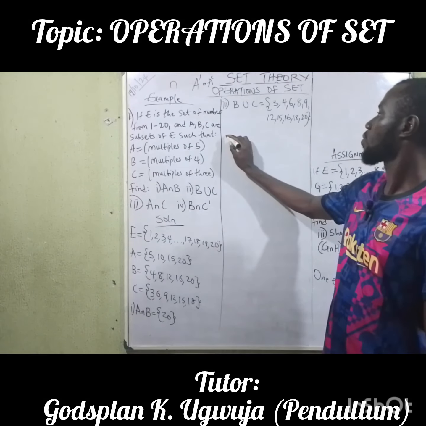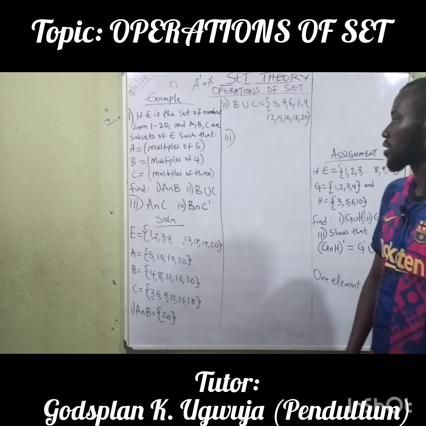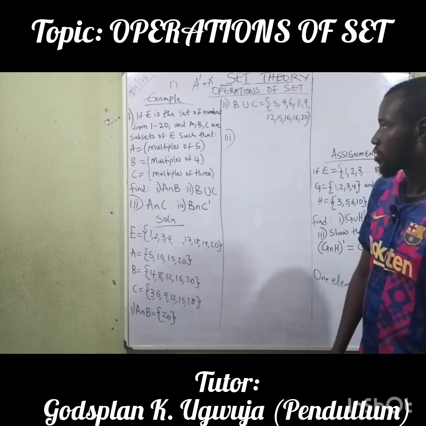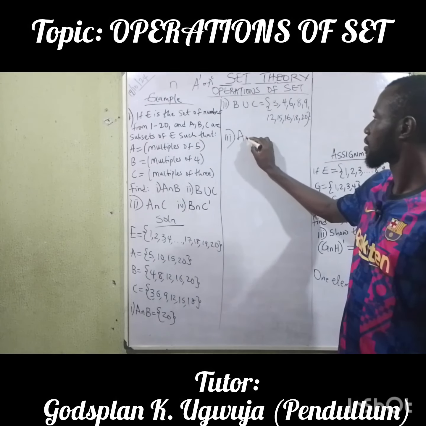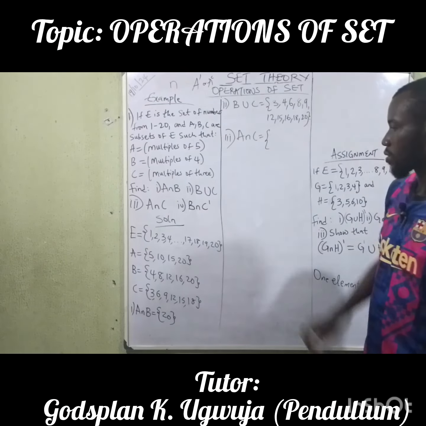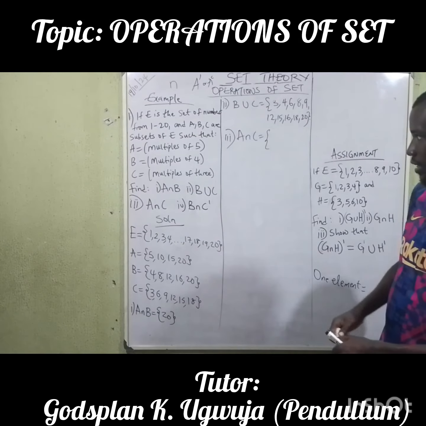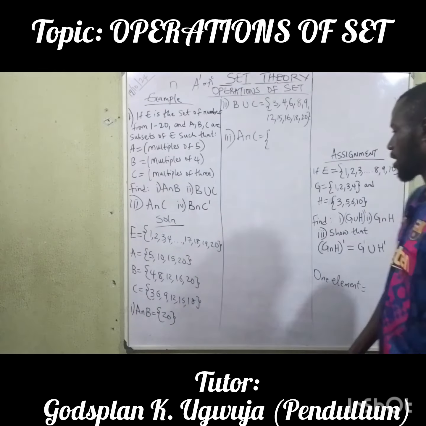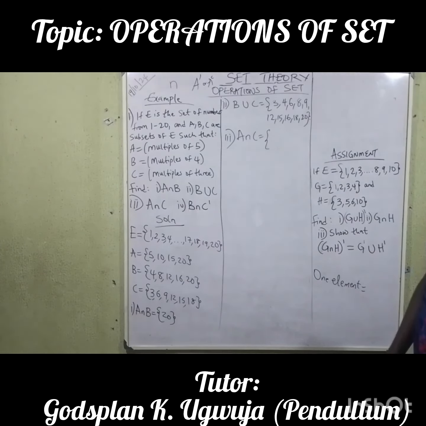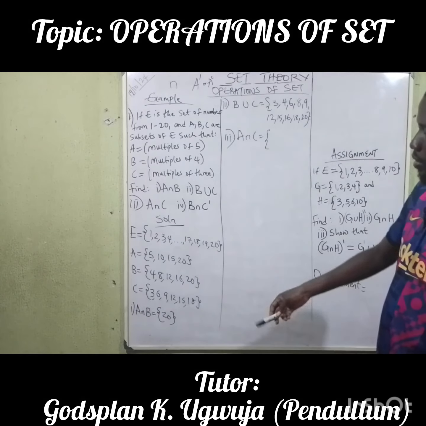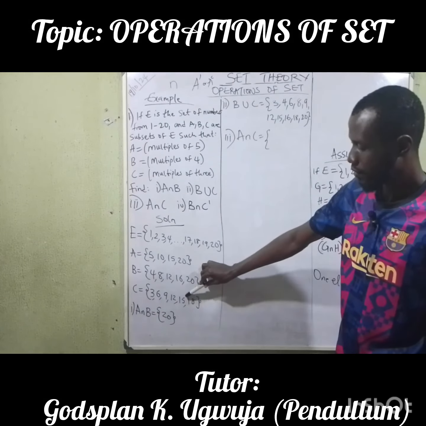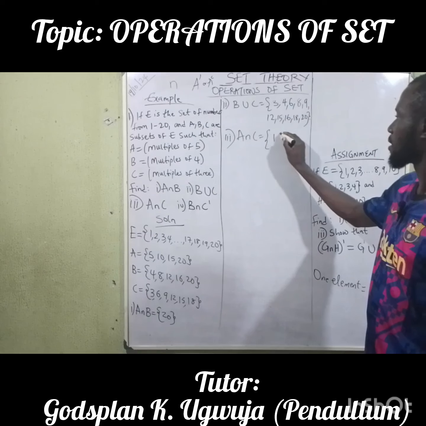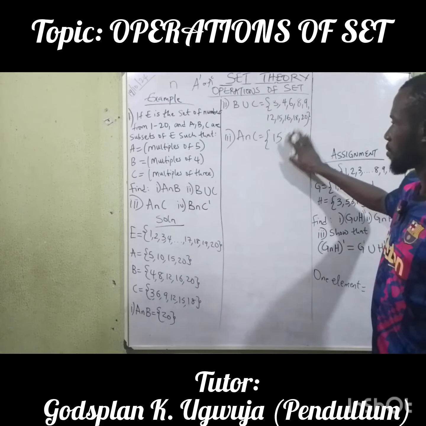Alright, hope that's clear. Then the third one we are asked to find is A intersection C. So now you ask yourself, intersection means common elements, so is there any common element between A and C? A has the elements 5, 10, 15, 20. C has the elements 3, 6, 9, 12, 15, and 18. So we have a common element. We have 15 here and 15 here.